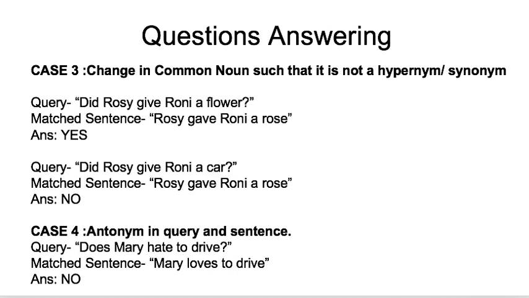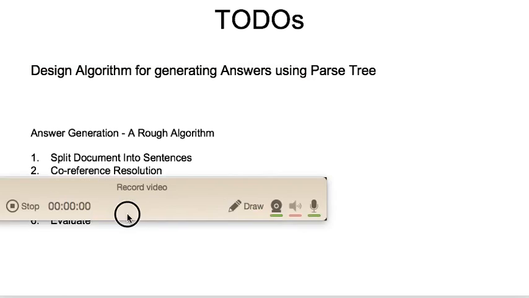The third case is when there's a change in the common noun such that it is not a hypernym or a synonym. Let's say the original sentence was "Rosie gave Ronnie a rose", and the generated question changed rose to flower. In this case, it's a hypernym, therefore the answer remains yes. If we have a sentence where the object is completely changed from rose to car, then we would answer no. The fourth case is when there is an antonym in the query and sentence. For example, if the original sentence was "Mary loves to drive" and the generated question changed loves to hate, the answer would be no because these two are antonyms.